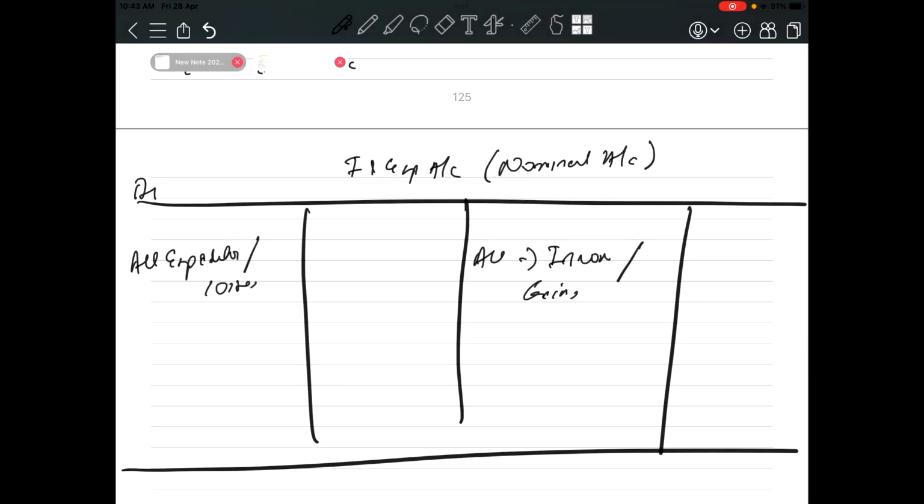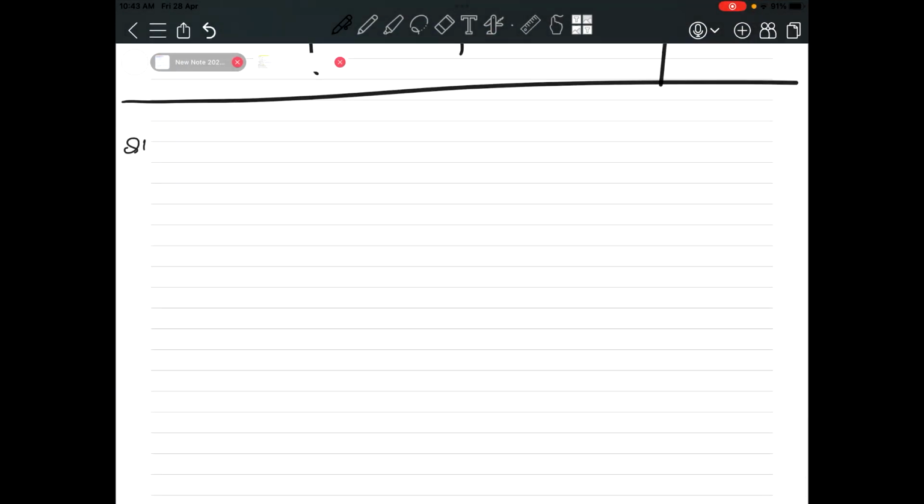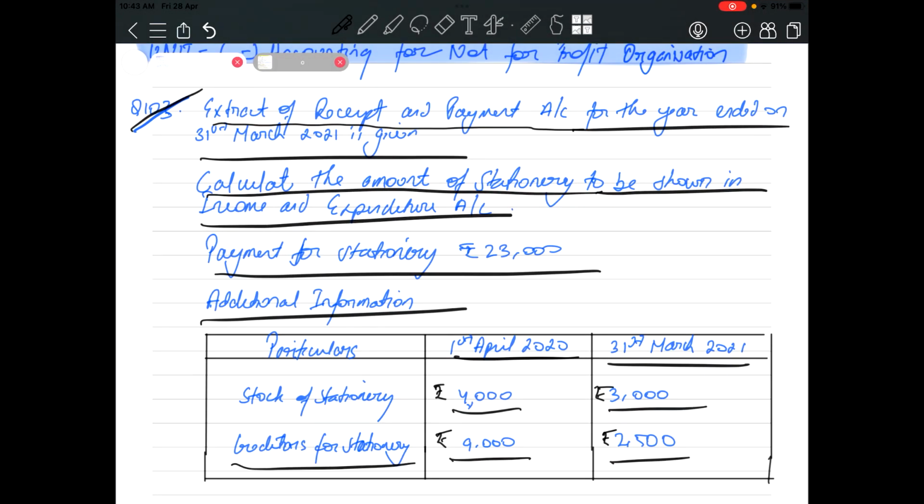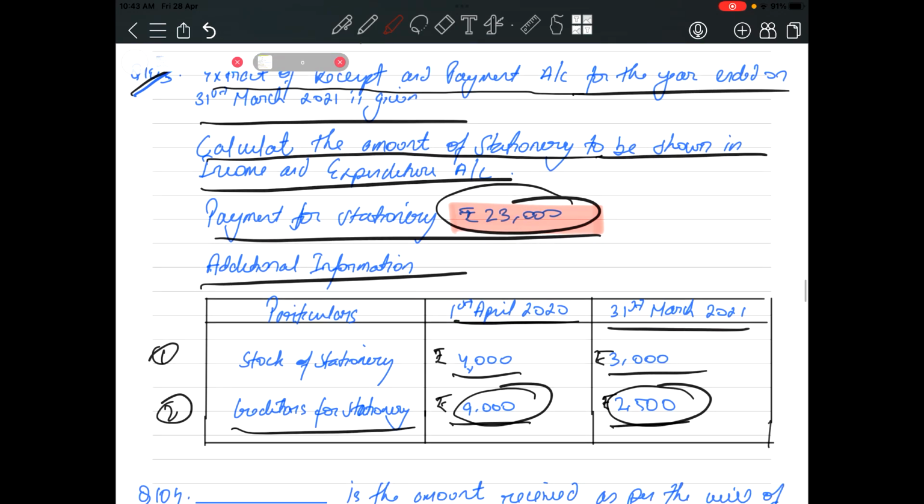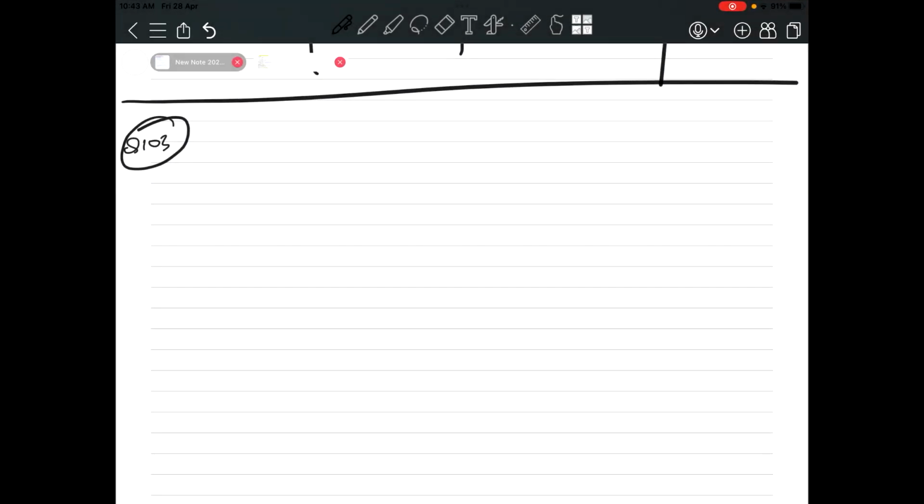Now how will we solve this type of question? Question number 103. We have to understand why this creditors data has been given. See, this is point number 1. Point number 2, creditors data has been given, 9,000 and 2,500, and payment has been given. We have done payment for stationery, 23,000 rupees. Now let's see how we will solve this type of question.